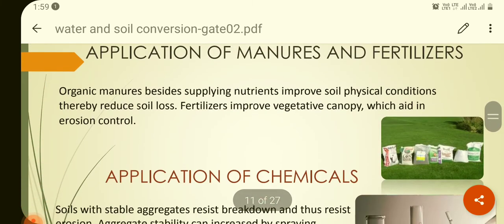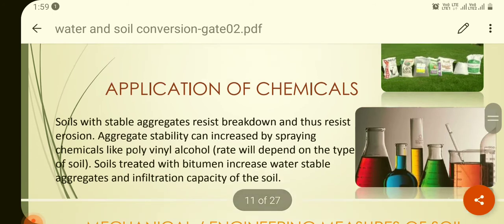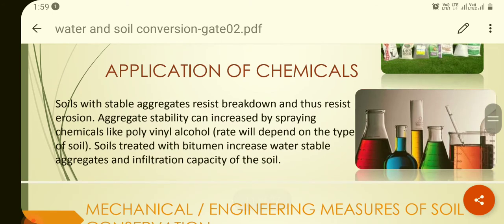Application of manures and fertilizers: organic manures, besides supplying the nutrients, improve the soil physical conditions, thereby reducing the soil losses. Fertilizers improve the vegetative canopy, which aids in erosion control. Application of chemicals: soil with stable aggregates resists breakdown and thus resists erosion. Aggregate stability can be increased by spraying chemicals like polyvinyl alcohol. Soil treated with butadiene increases the water stable aggregates and infiltration capacity of the soil.